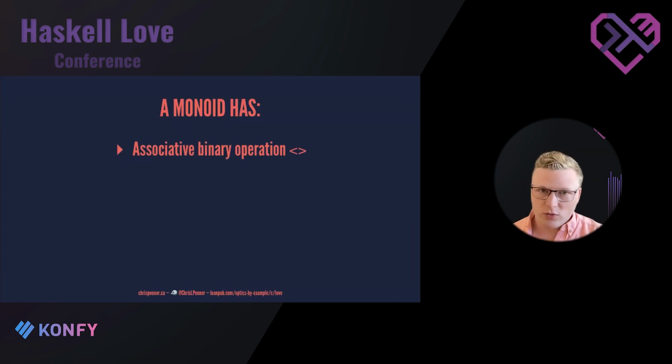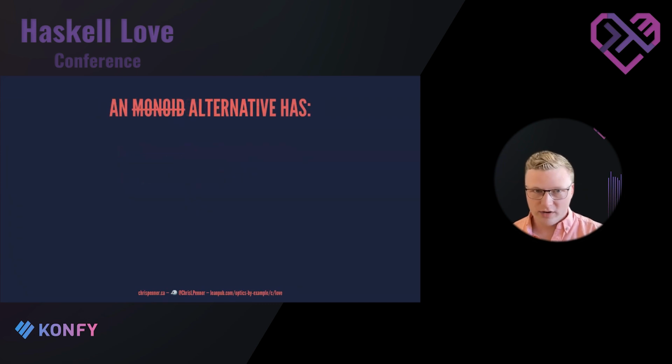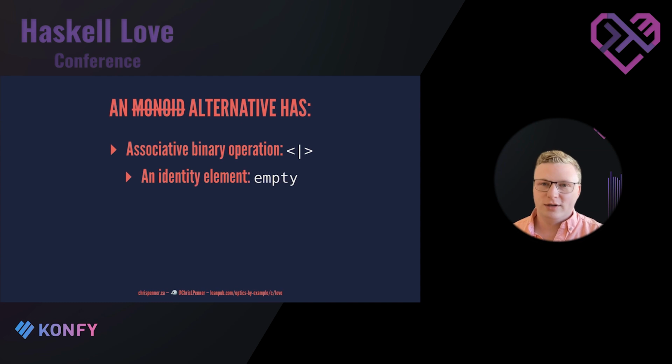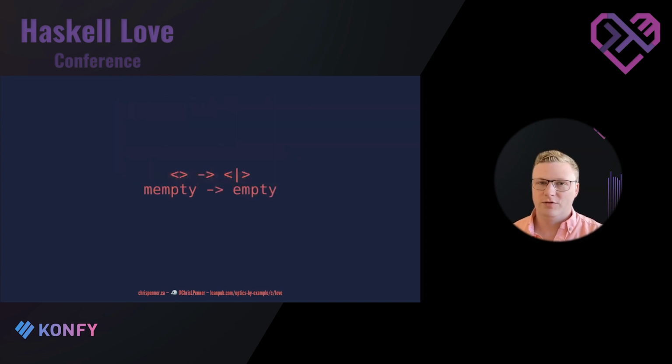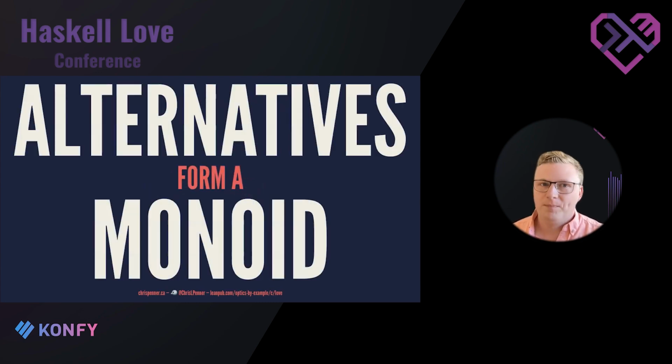So what we know about a monoid is that a monoid always has an associative binary operation. So in the standard monoid, we've got the semigroup operator here, which is that diamond. It's got an identity element. So the standard monoid has empty. Well, our Alternative, of course, has an associative binary operation. That's our or-else operator. It even looks exactly like the diamond. It's just got that pipe in the middle. And we've got an identity element, which is empty, right? So this is a very clear mapping, right? So we can definitely see the comparison there. So alternatives form a monoid.